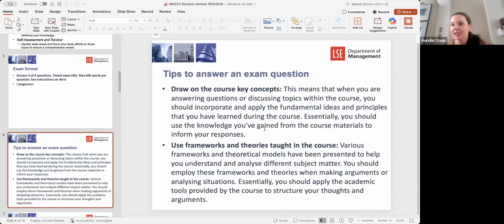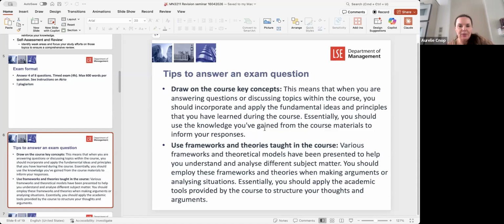But do not base your answer to a specific question on material that is not from this course. You really want to show the marker that you have seen the course, you have learned the course, you have understood the course, and you can only do that if you actually use the material that has been seen in this course.